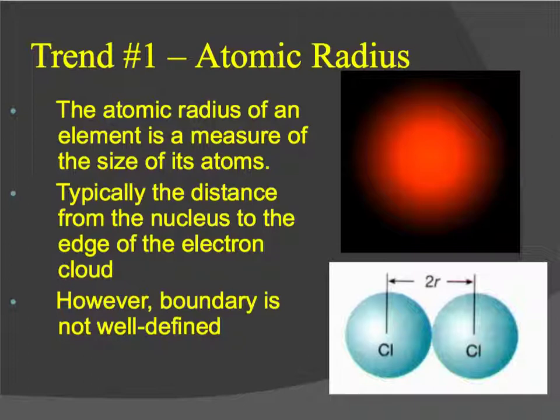Alright, first trend we're going to talk about is the atomic radius. Atomic radius is basically a fancy word for the size of atoms of an element. So in an element, atomic radius measures the size of its atoms. Typically that's measured from the nucleus to the edge of the electron cloud. You would measure that distance, kind of like the radius of a circle goes from the middle of a circle to the outer edge perimeter. But the boundary of the electron cloud is not really well defined.